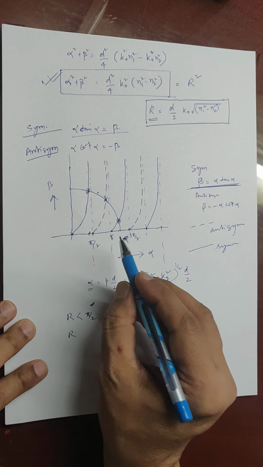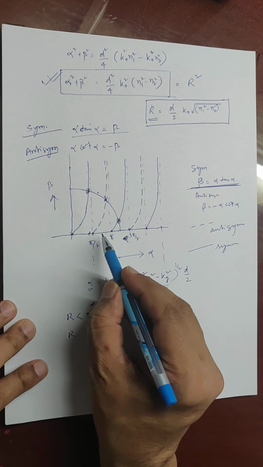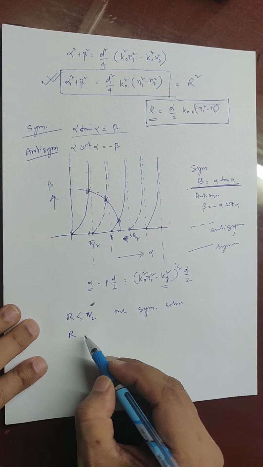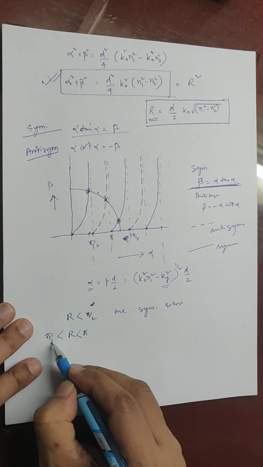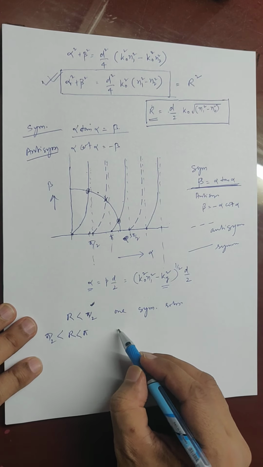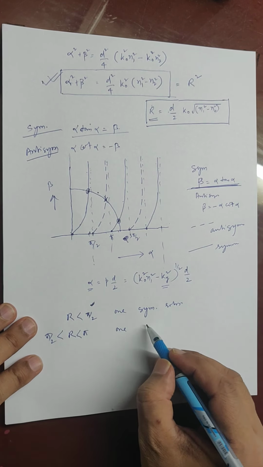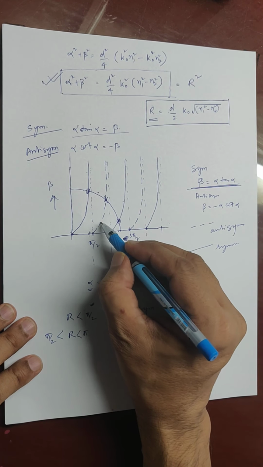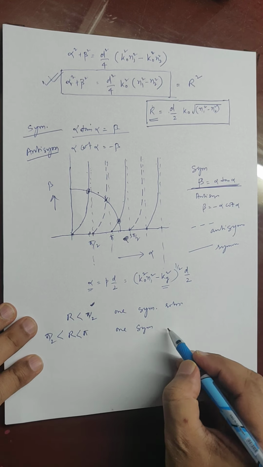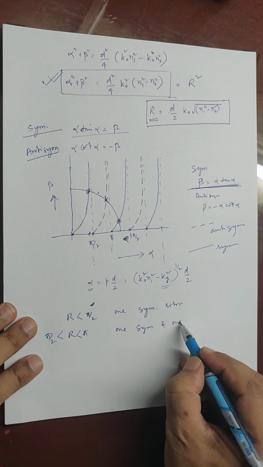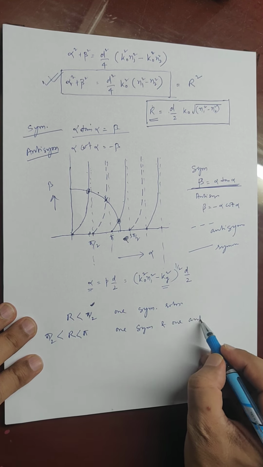If r is less than pi but more than pi by 2, then you will have one this and the other this. So one symmetric and one antisymmetric solution.